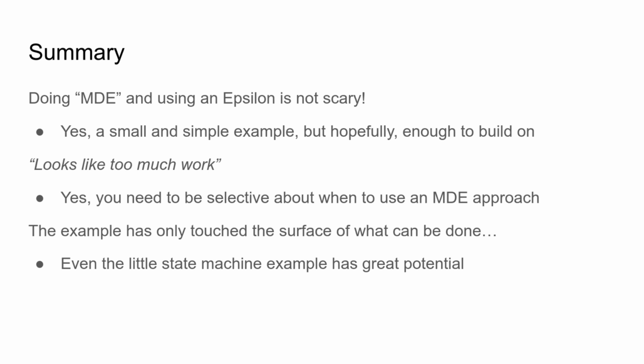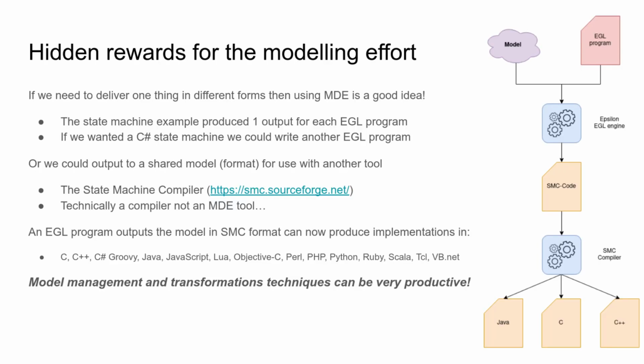Having seen the process, we can now understand that an MDE approach would be suitable where a single description can be used to produce more than one output. For example, our code has been generated along with a visualization of our state machine. We're getting 2 outputs for the effort of one description. This is a good use case for MDE. However, our example has only touched the surface of what can be done, and our little state machine example actually has great potential. MDE tools are not standalone, and they can be combined. We can use common model notations to move from one MDE tool to another.